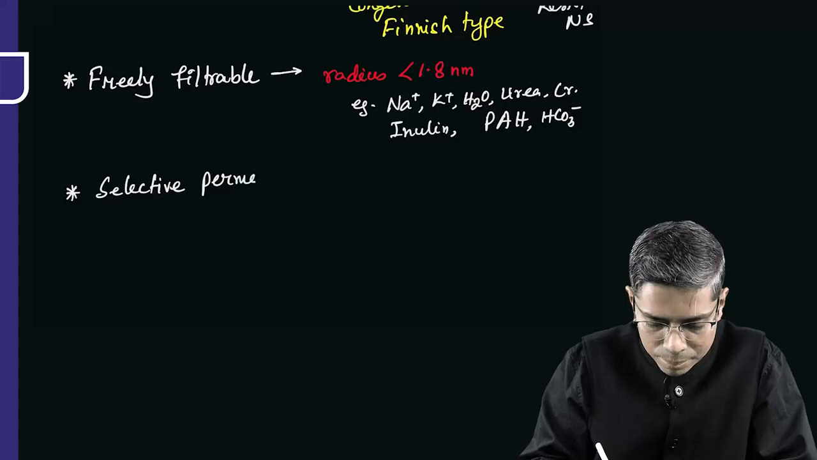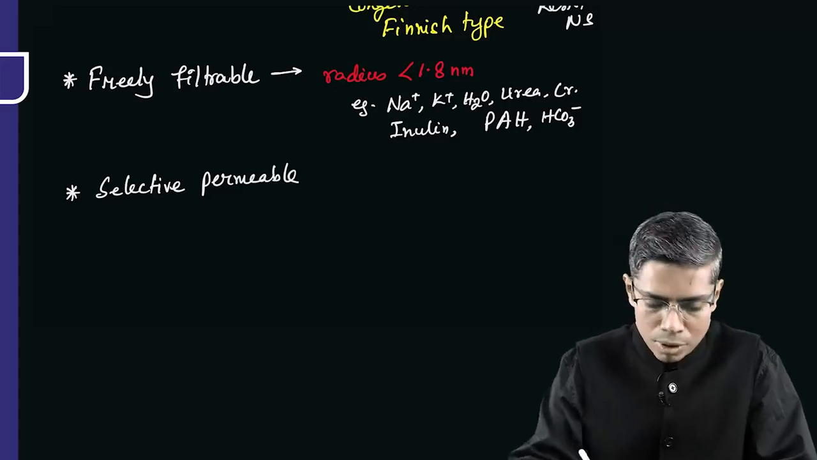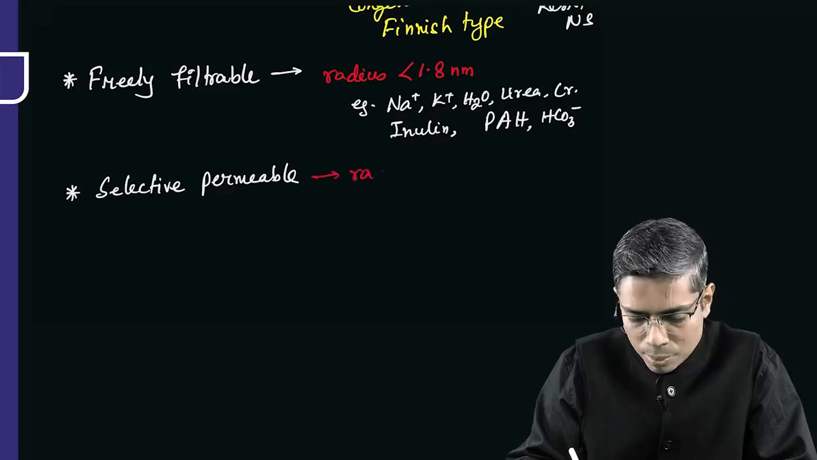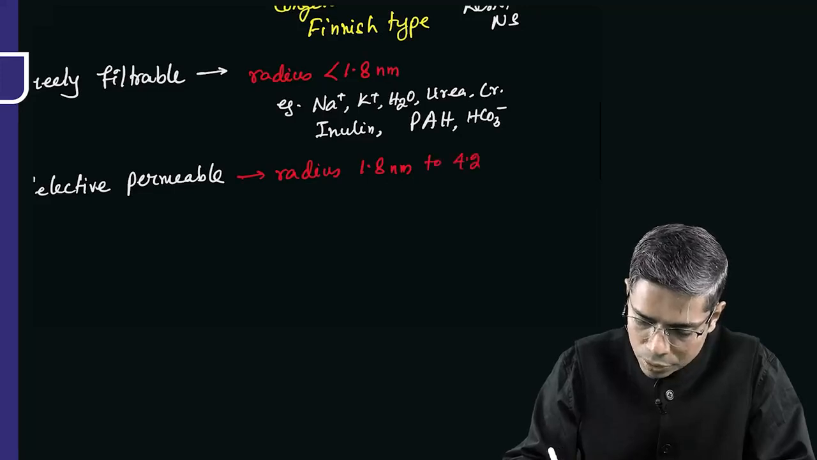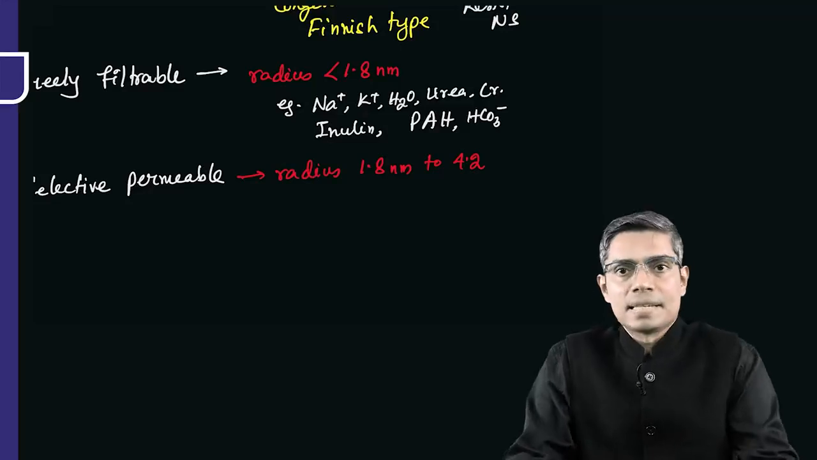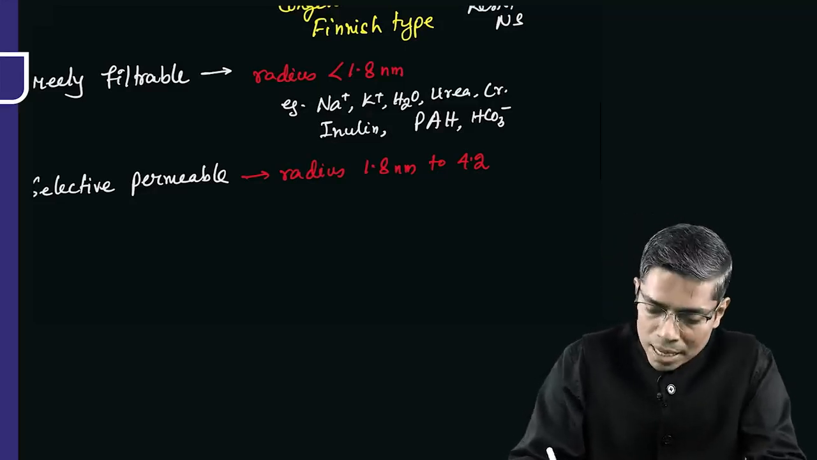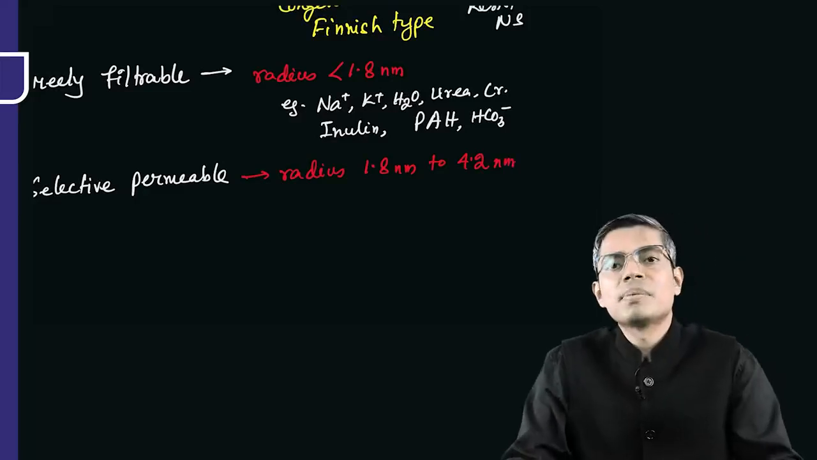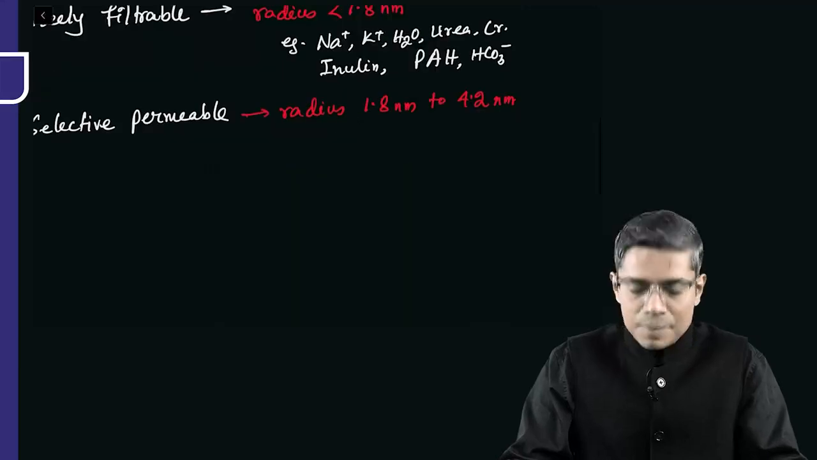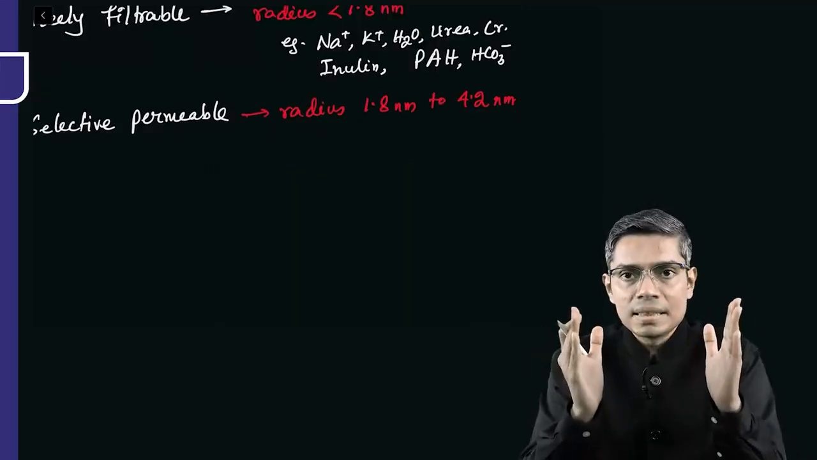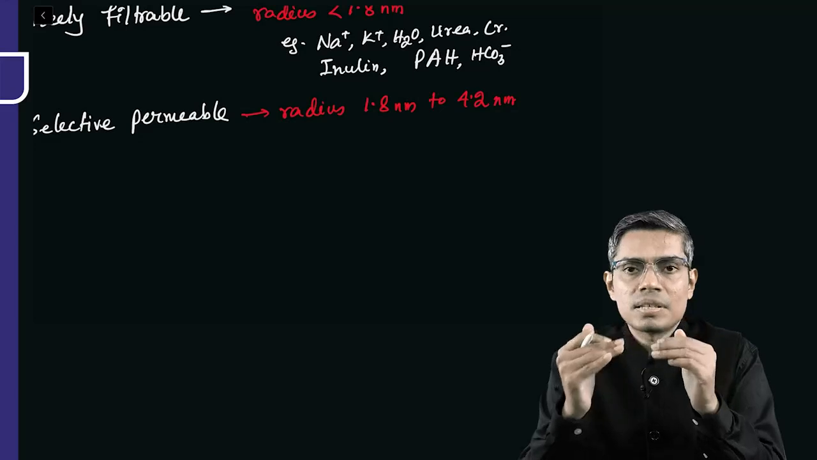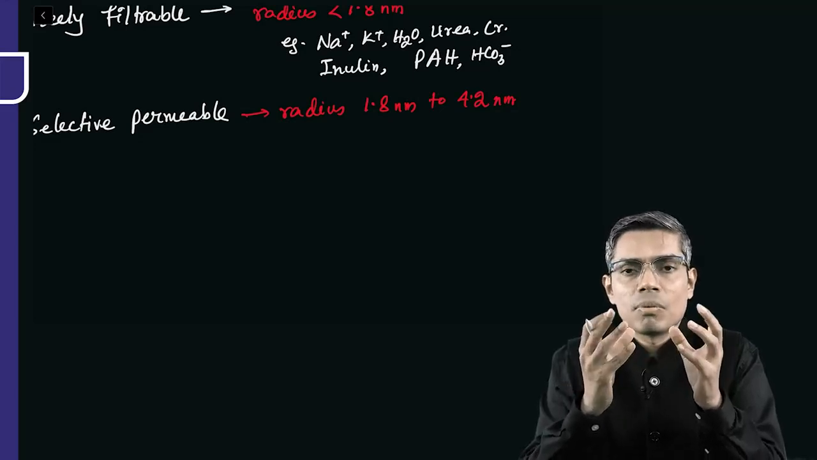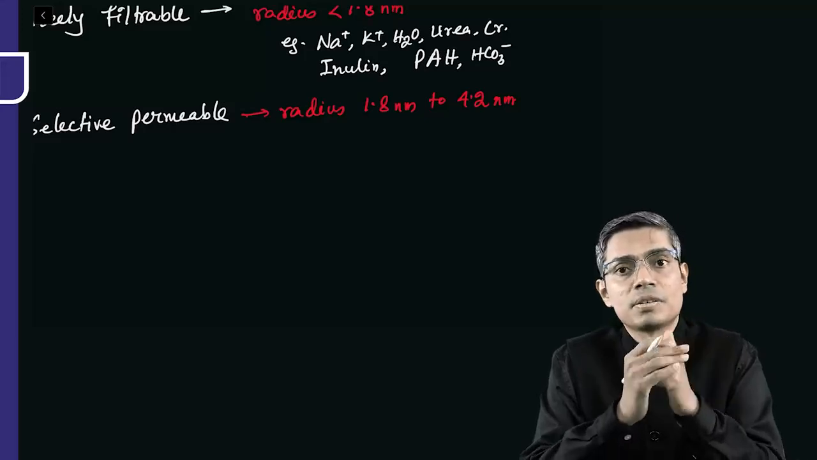Selective permeable substances. What will be the molecular radius? Remember, the molecular radius will be in between 1.8 nanometer and 4.2 nanometer. If this is the molecular radius, then these substances are known as selective permeable substances. What do you mean by that? If a substance's radius falls in this range of 1.8 to 4.2 nanometer, then the filtration of these substances will depend on the charge which is present on the substance.